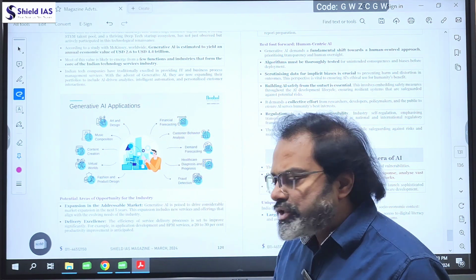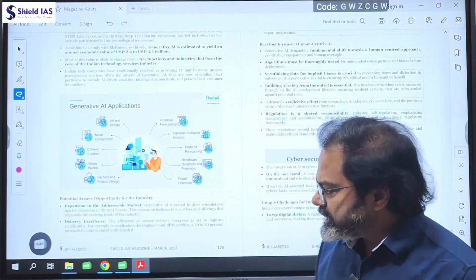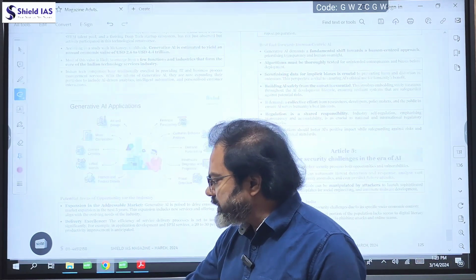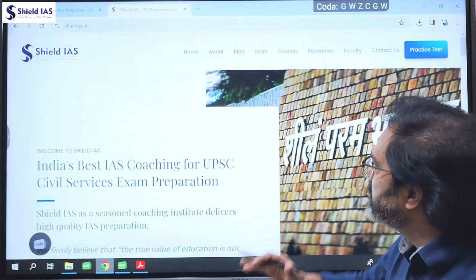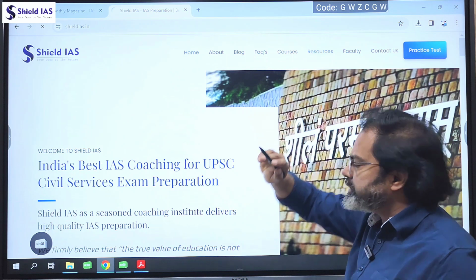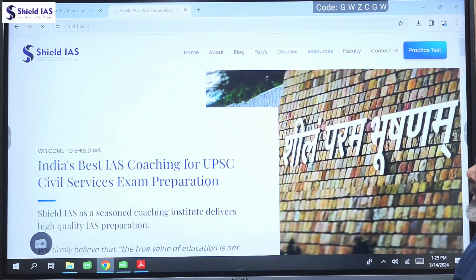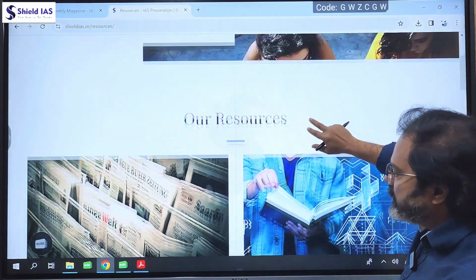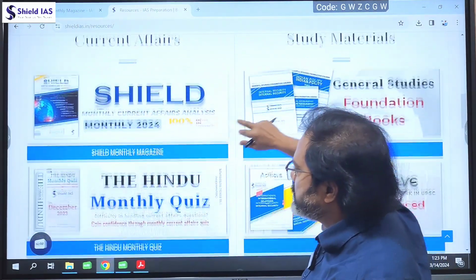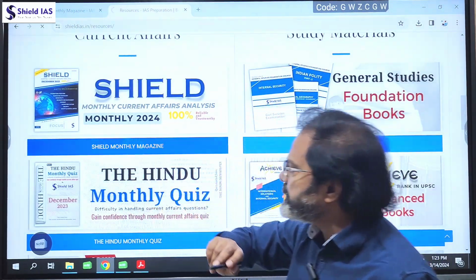Now, how to get access to this magazine? The PDF can be accessed through the website directly. The website is www.shieldias.in. Here you are supposed to go to the resources section. When you click on the resources section, you are going to come to the Shield monthly magazine.